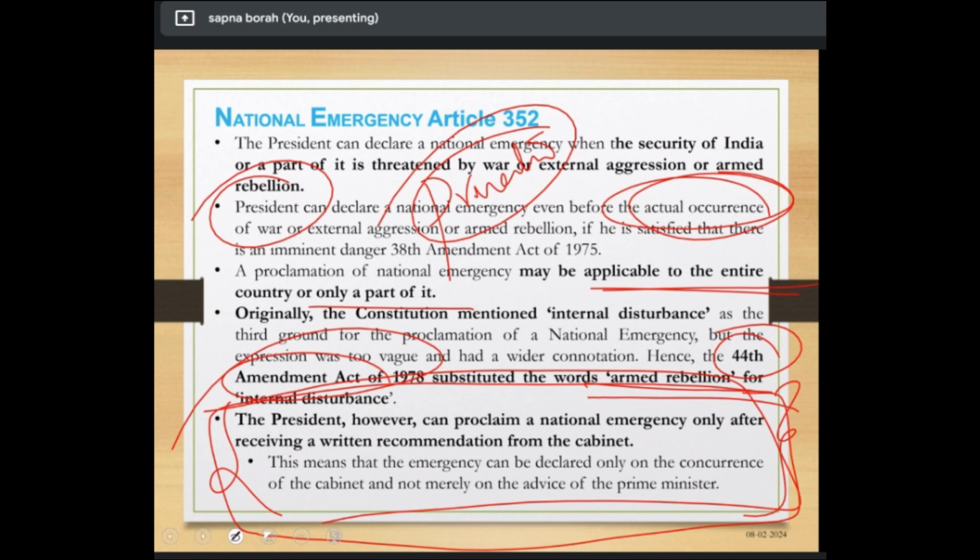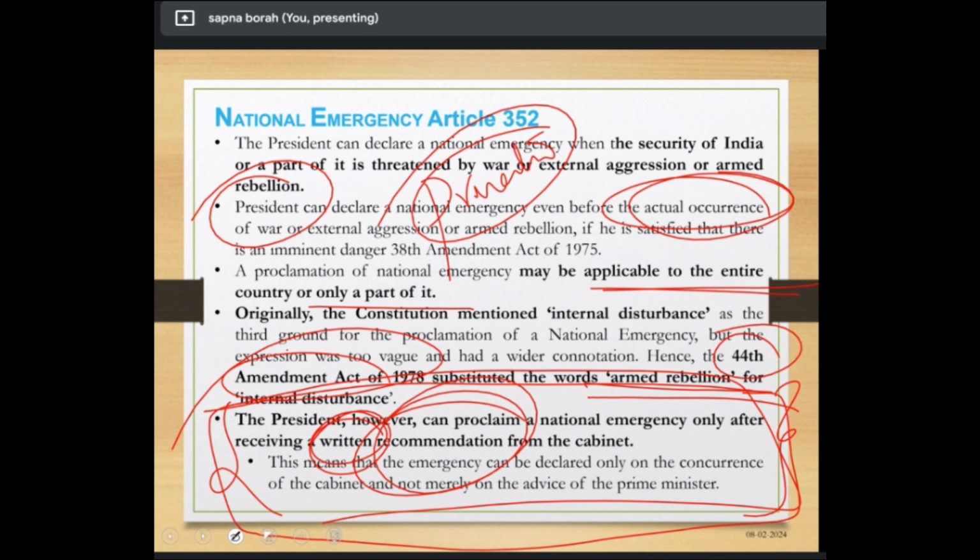When will the president declare the emergency? What is the procedure? Only after, and remember, this is the keyword, very very important, a written recommendation is a must. It cannot be verbal. During Indira Gandhi's time, the emergency that was declared was on a verbal recommendation, and that is why the controversy had happened.